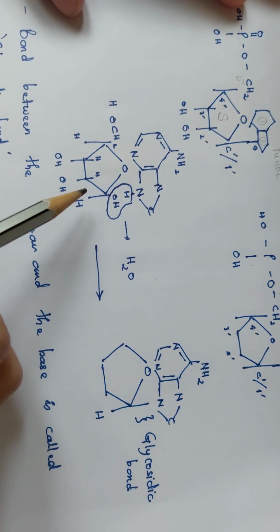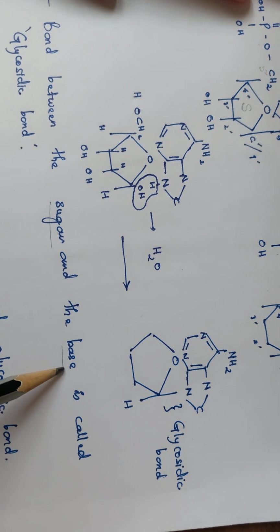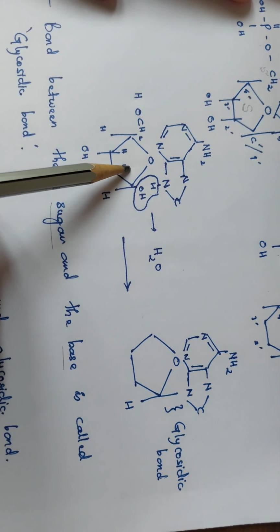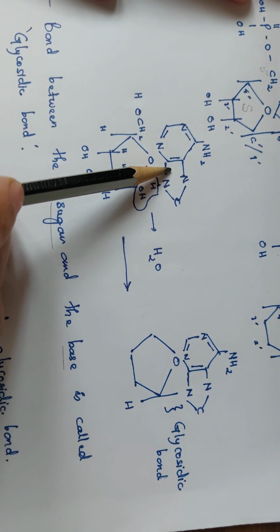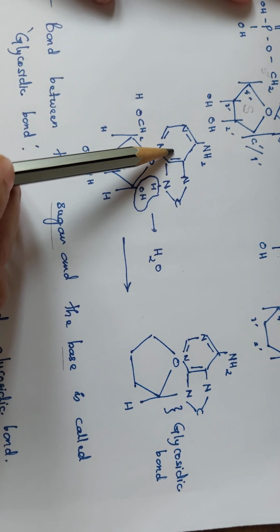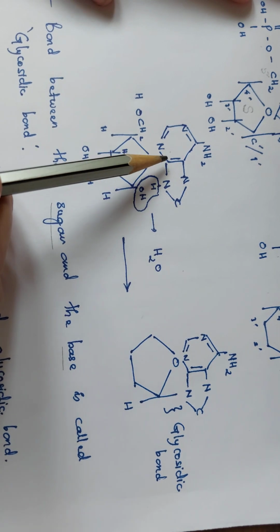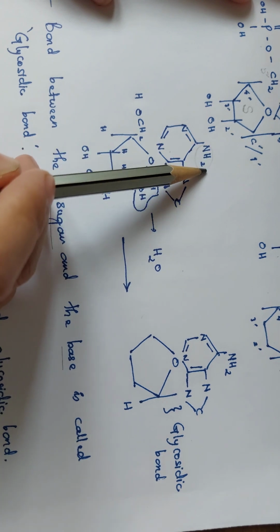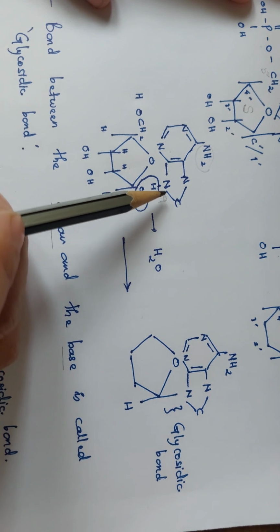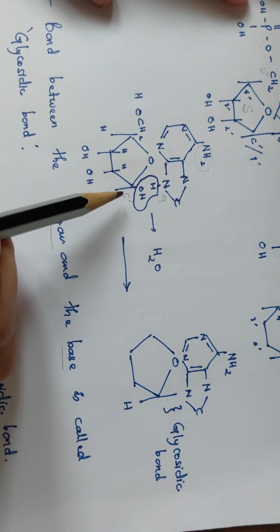The glycosidic bond is the bond between the pentose sugar and the nitrogenous base. So when we see the structure of a nitrogenous base, in this case I have taken the structure of adenine. If you remember, the chemical name of adenine was 6-aminopurine. So we have an amino group in the 6th position. Now this is the 9th position. This 9th position is attached to the first carbon of the pentose sugar.